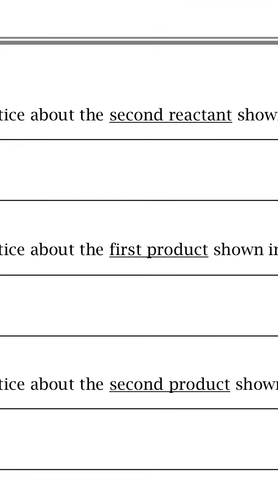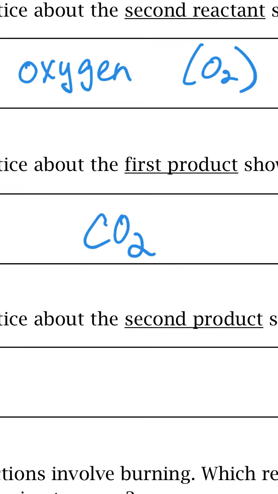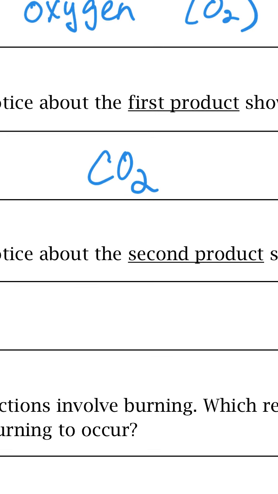What do you notice about the second reactant in each of these equations? It's all oxygen, exactly right. And it's always written like this, O2. So oxygen is the second reactant in every single one of these. What do you notice about the first product in all of these? CO2. Carbon dioxide. What do you notice about the second product shown in every single one of these? It's all H2O, water.